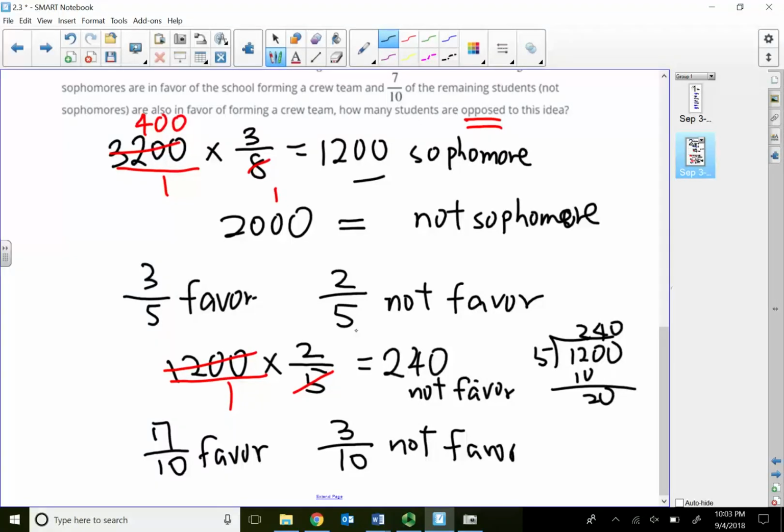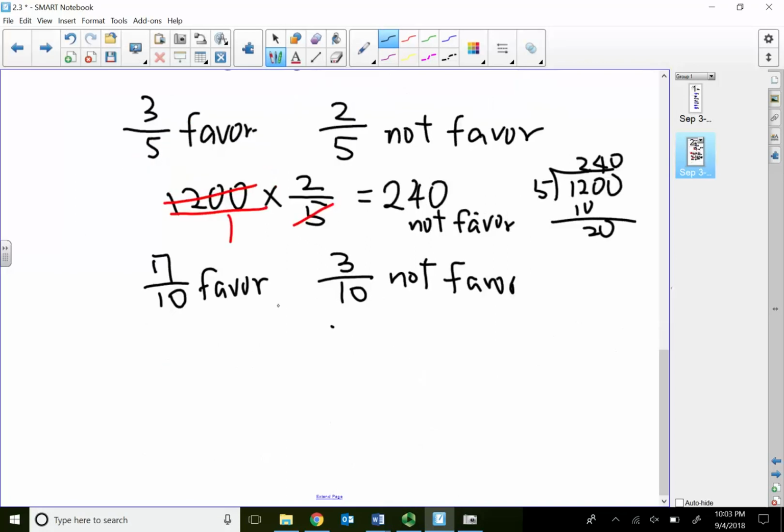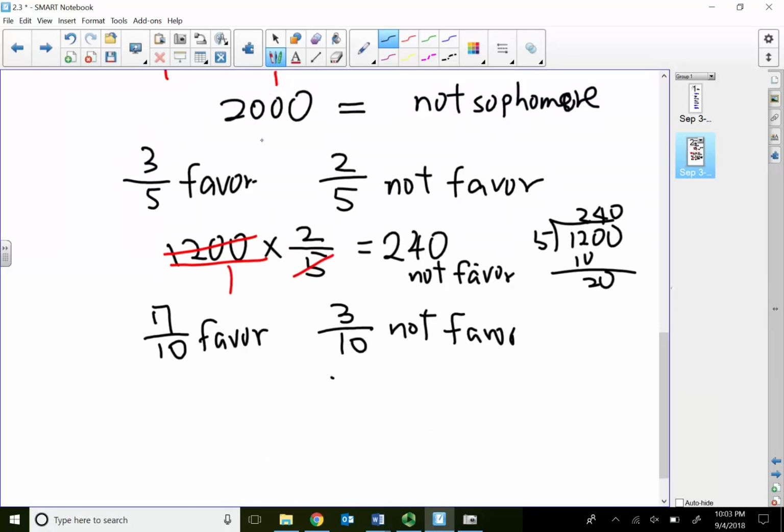Well, the 3/5 and the 2/5 together make a whole, and that whole represents the entire sophomore class. 7/10 of the remaining students favor the crew team, so the other 3/10, because 7/10 plus 3/10 makes another whole, and that whole is referring to the 2,000 students that are not sophomores. So 3/10 does not favor it. So 3/10 of the remaining non-sophomores, that will be 2,000 times 3/10 who do not favor.